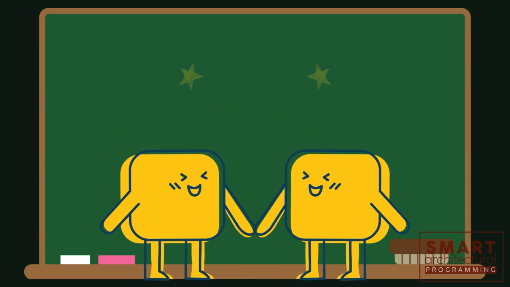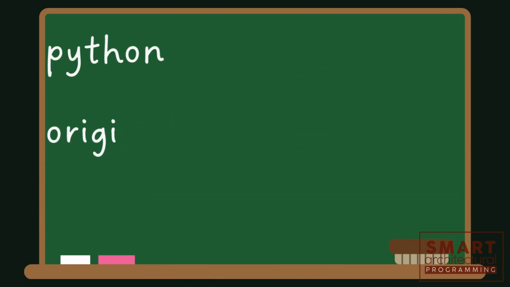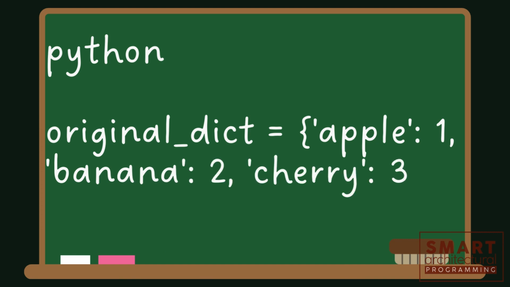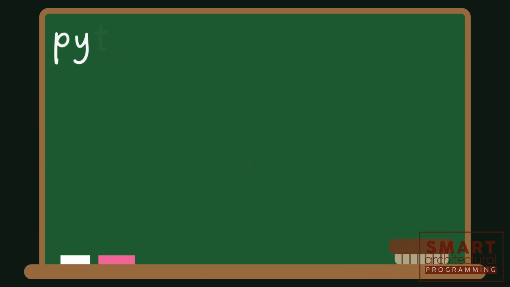Alright folks, let's start coding. Here's a simple dictionary. Now, to reverse this dictionary, we can use a neat little Pythonic trick. Check this out. What's happening here?